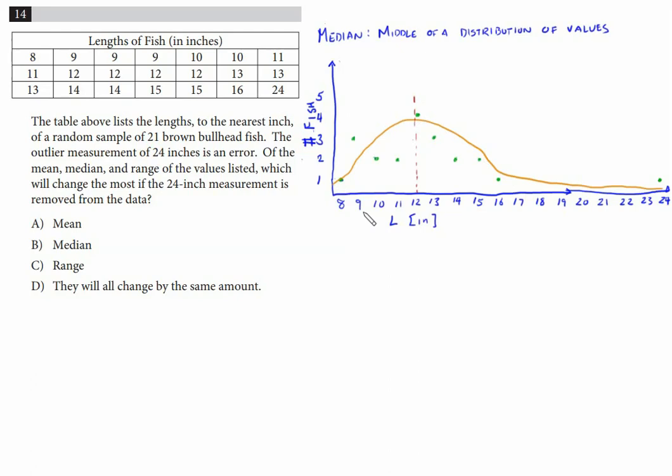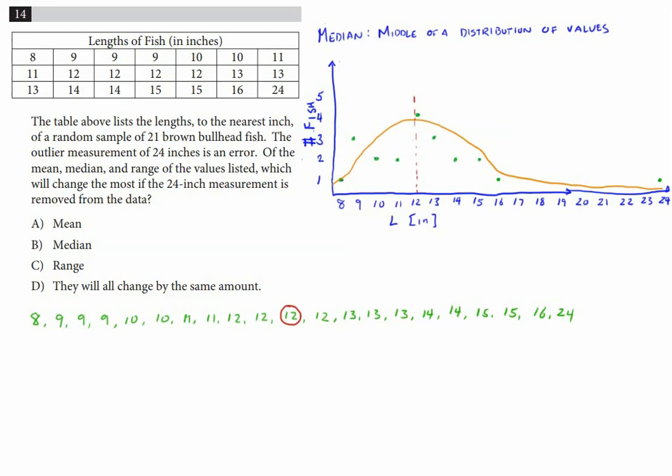Now, on the SATs, you want to save time, so you really don't want to make a histogram. So how else can we figure out the median? Well, we could take all of the data here and list it out in order on a line. And the median would be the middle of this set of numbers. So here we have 21 numbers, and the middle is going to be the 11th number, or 12.